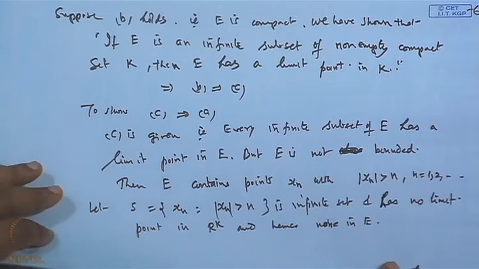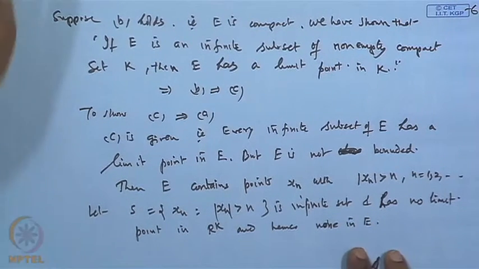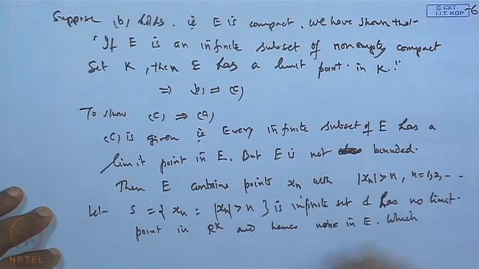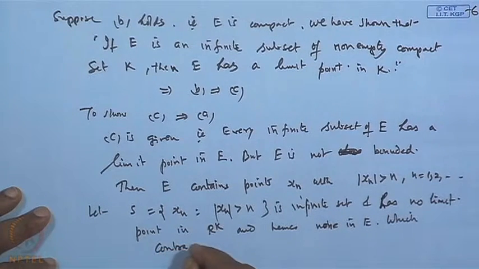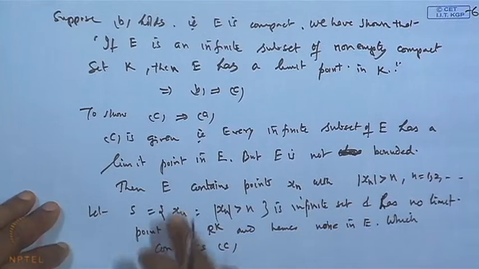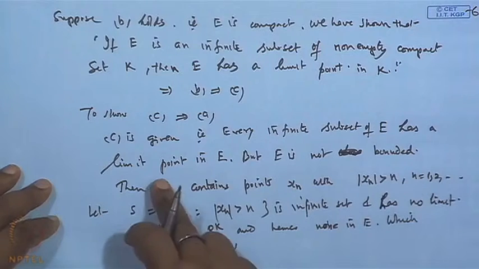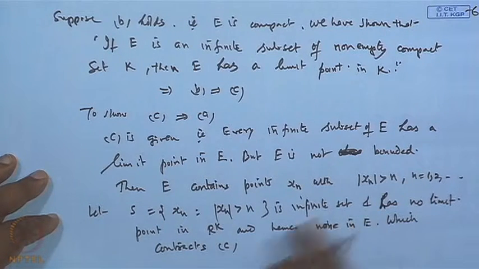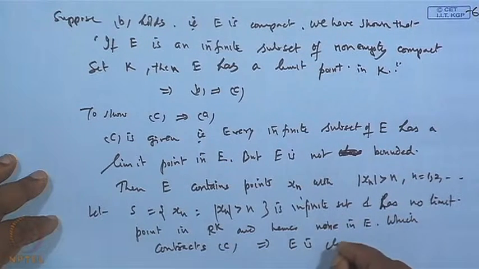Okay, thus E is bounded. But what is this? This contradicts C, because C says that if you take any infinite subset of E, it must have a limit point in E. S is an infinite subset of E, but it does not have a limit point in E. So, this implies that E is bounded.